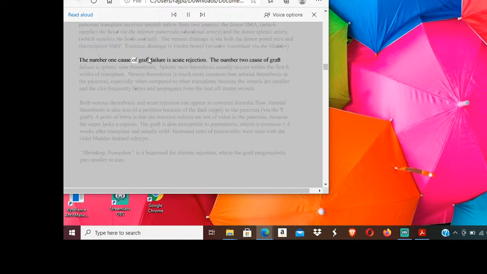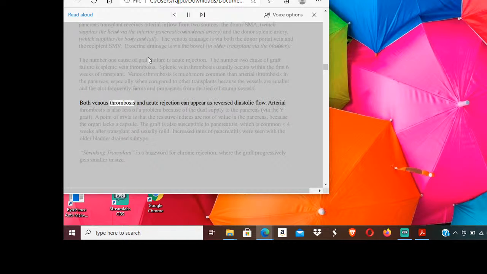The number 1 cause of graft failure is acute rejection. The number 2 cause of graft failure is splenic vein thrombosis. Splenic vein thrombosis usually occurs within the first 6 weeks of transplant. Venous thrombosis is much more common than arterial thrombosis in the pancreas, especially when compared to other transplants, because the vessels are smaller, and the clot frequently forms and propagates from the tied-off stump vessels.